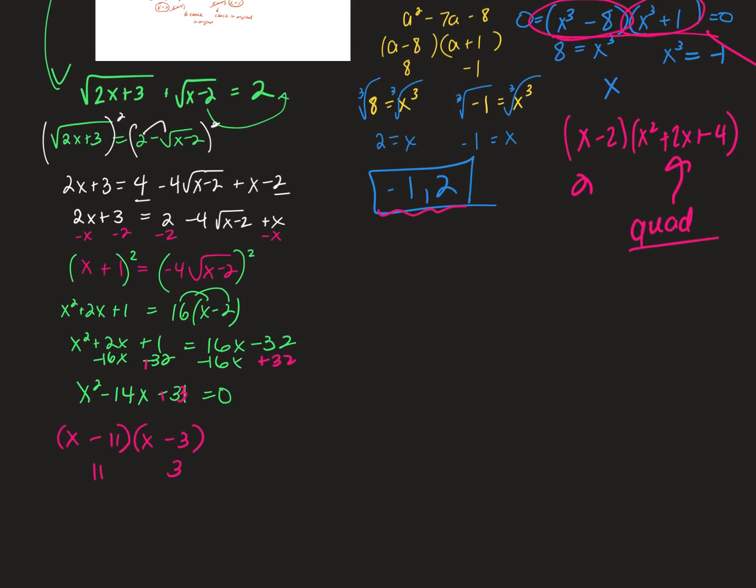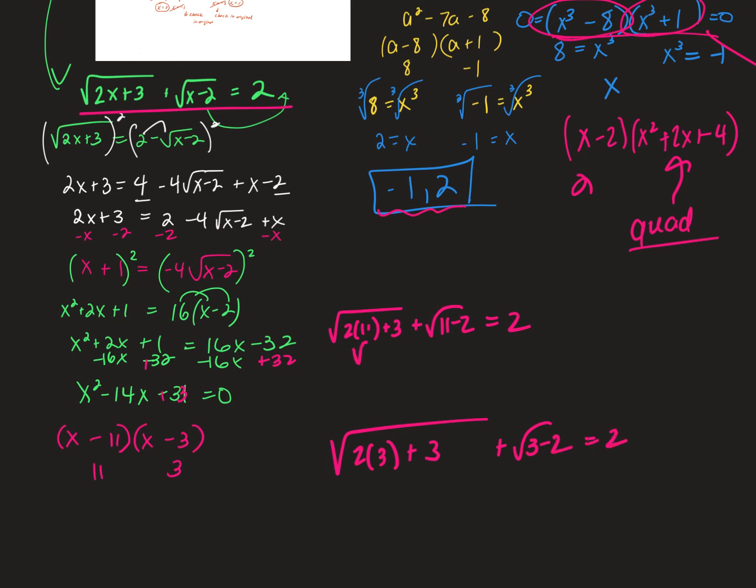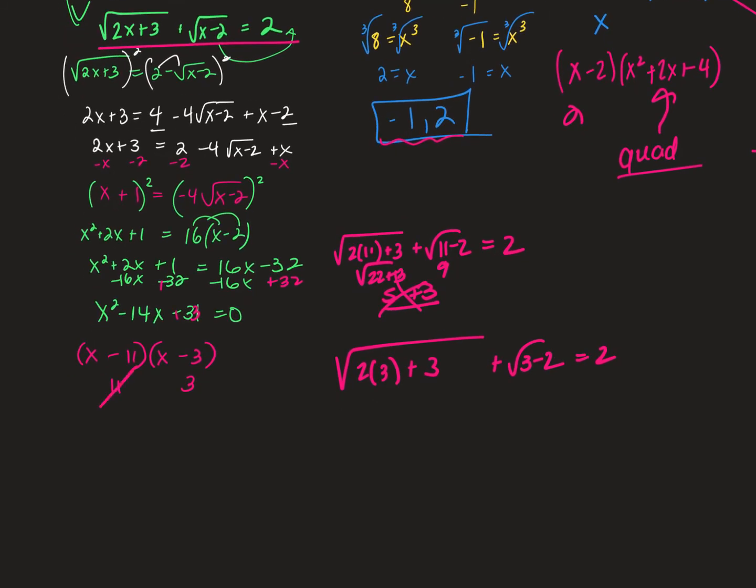And then because there's a square root in my initial question, I got to check it. So 2 times 11 plus 3 plus square root of 11 minus 2 equals 2. And square root of 2 times 3 plus 3 plus square root of 3 minus 2 equals 2. 22 plus 3, that's 5, plus this would be 9, which is 3. And I get 5 plus 3 equals 2, which is not true. So that one gets ruled out.